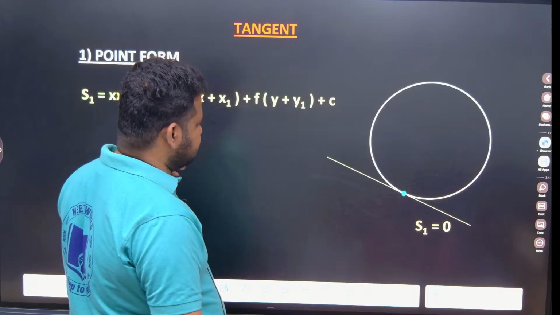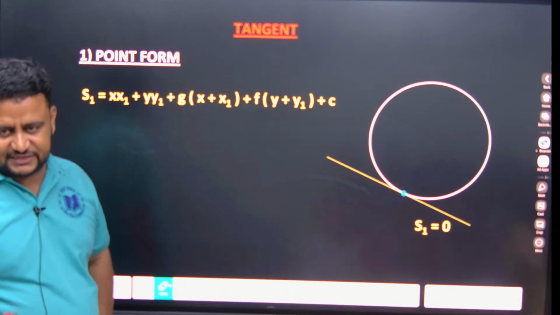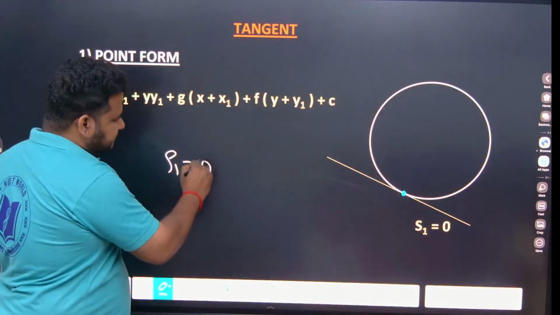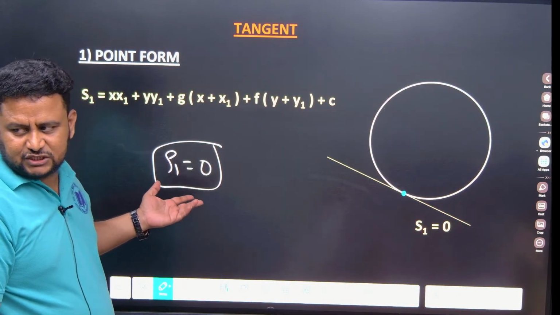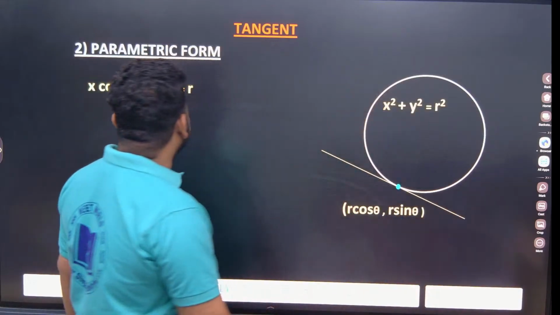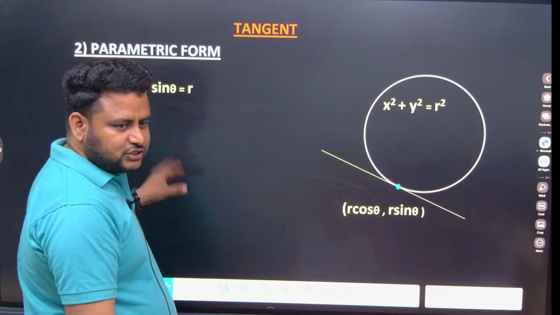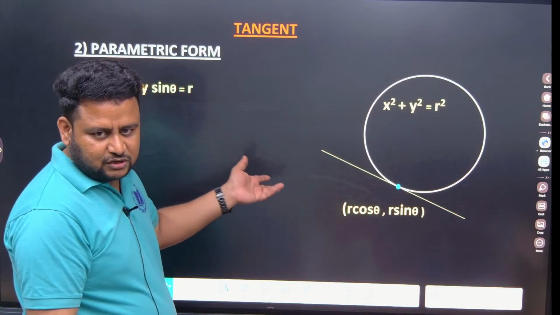Point 5, I told you S1 is equal to 0, this I already told you. So, if they give a circle and ask for the equation of a tangent, what will you do? S1 is equal to 0 is the equation of the tangent, that you know anyways, you have done it in your board exams also. For the parametric form, x cos theta plus y sin theta is equal to r, if they give the value of theta, you will be doing it. I gave an example for this also, and we have already solved a question.